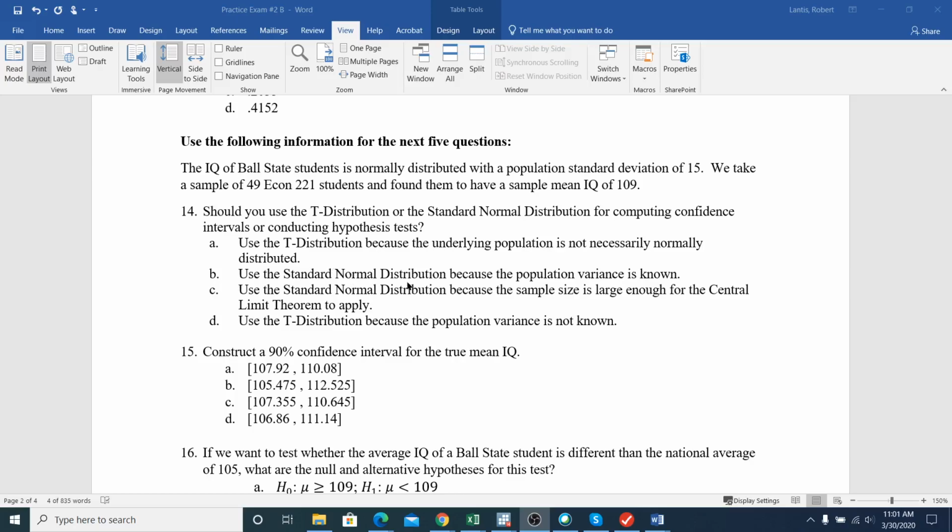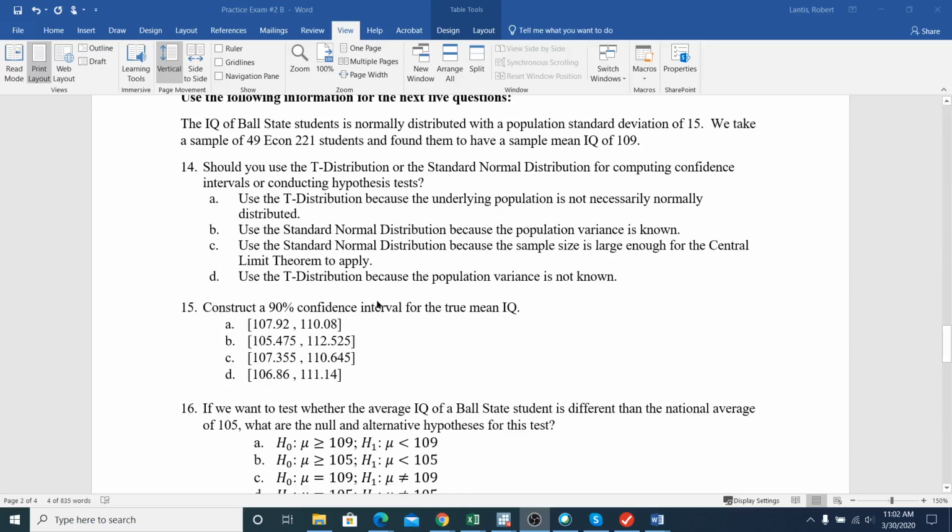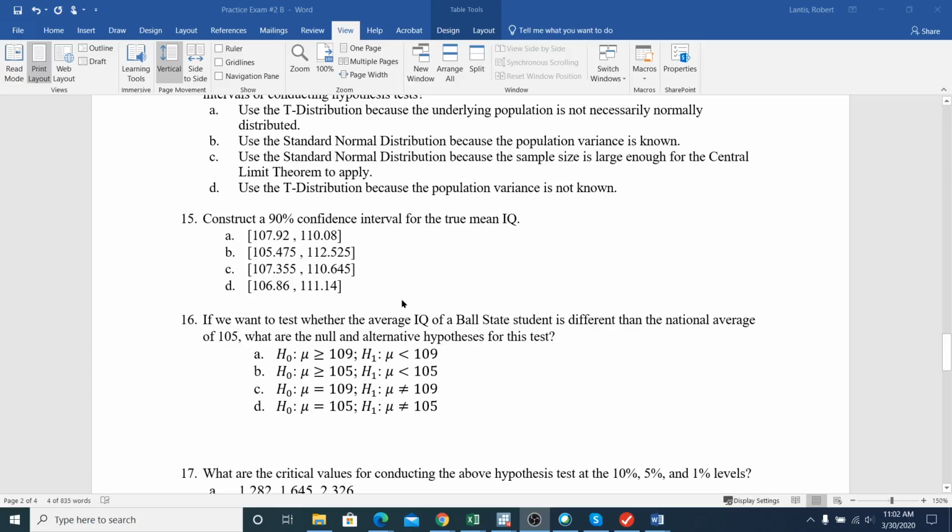These other ones don't really apply because we only use the student t distribution if we have a sample mean and we don't know the population standard deviation and we only have a sample standard deviation or a sample variance. Okay? So we're going to use the standard normal distribution, which makes life a little bit easier.